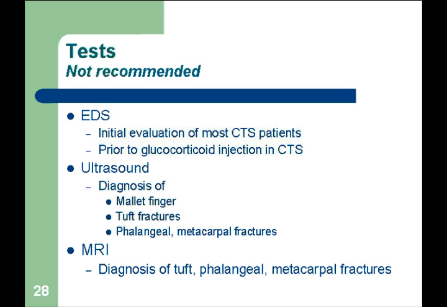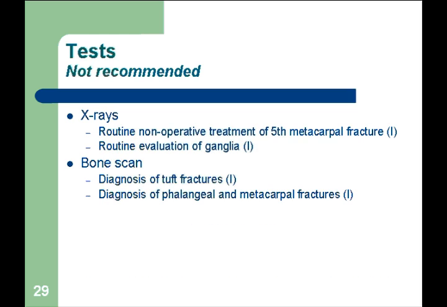Ultrasound is not helpful for diagnosing mallet fingers, tuft fractures, or phalangeal or metacarpal fractures. MRIs are not appropriate for a tuft fracture, phalangeal fractures, or metacarpal fractures. The reason for this is that the plain films will give you the diagnosis here. You don't need the more expensive tests that aren't going to help. X-rays, routine non-operative treatment of fifth metacarpal fractures, not recommended. I'm not sure I understand that. If you have a fracture and you need to assess fracture alignment and healing, it would seem to me that you need an X-ray to do that.